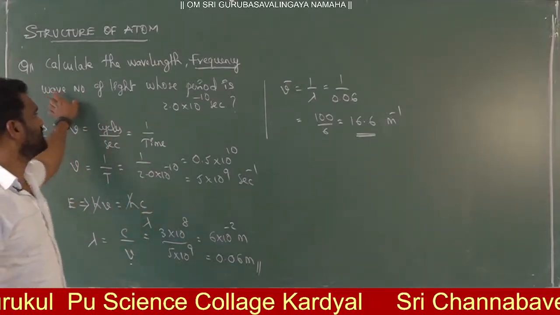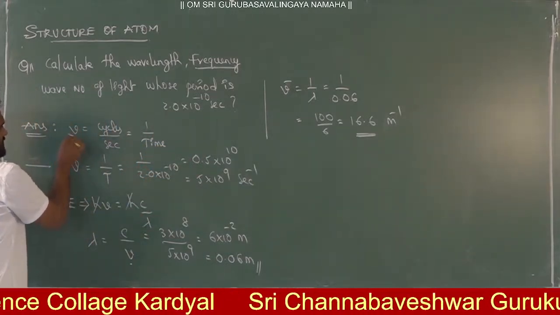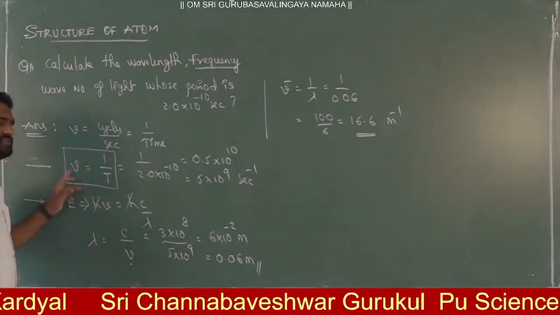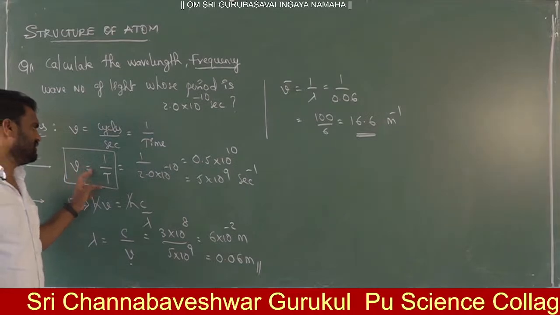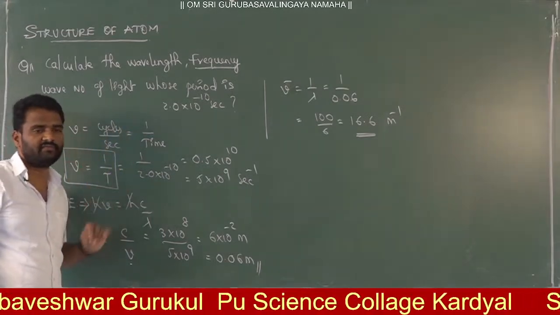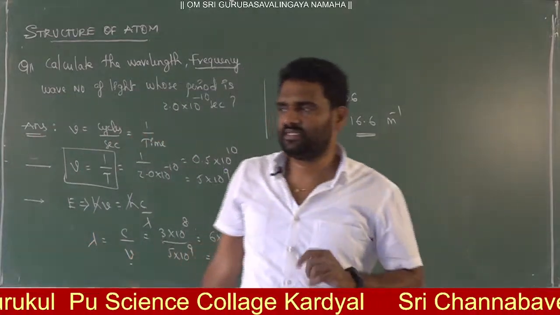Here the time period is given. You need to know that frequency is inversely proportional to time period, meaning the frequency of any radiation is equal to 1 by t. So here period means time period. This information is not given in NCERT, but it comes from the question.